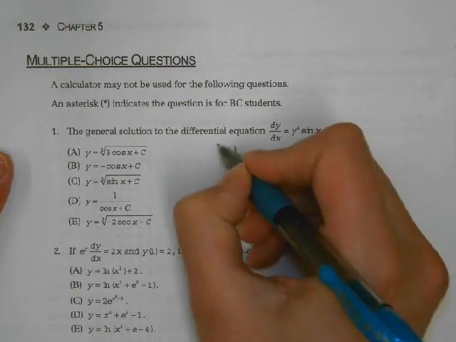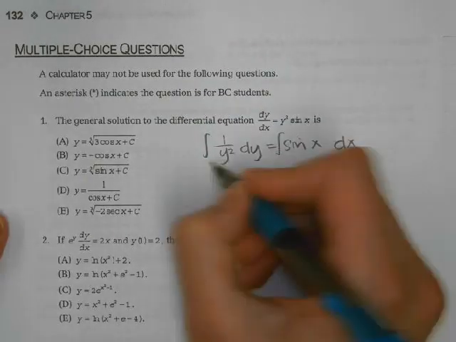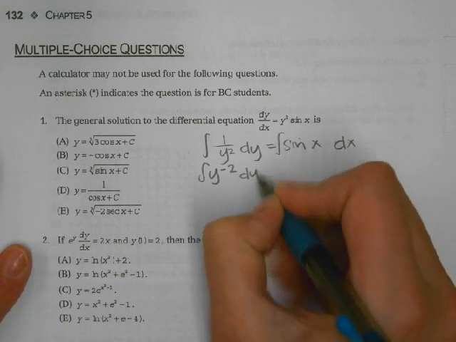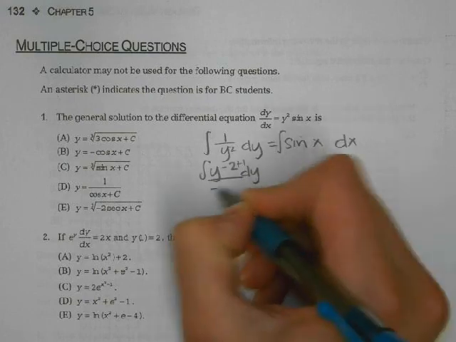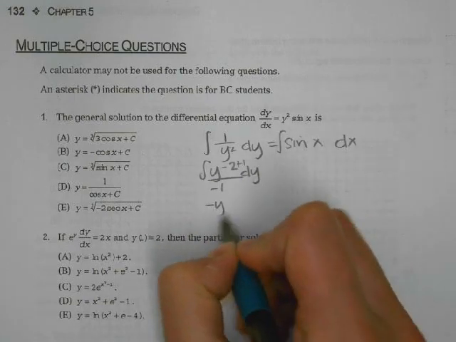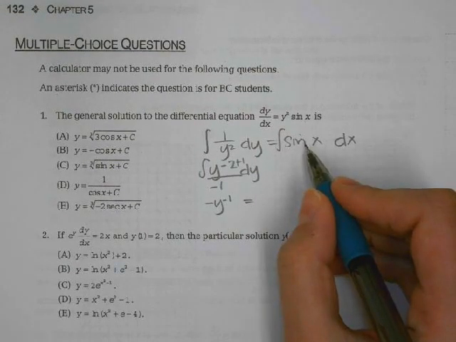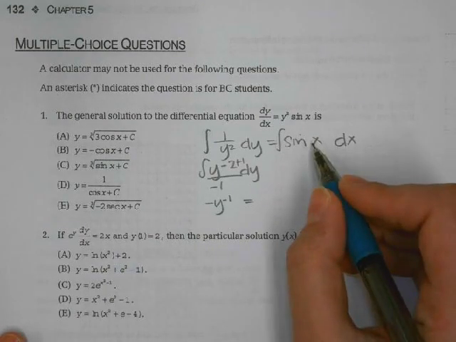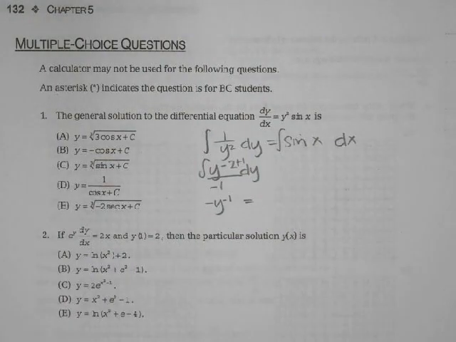And then you integrate each side. So 1 over y squared is really the integral of y to the negative 2. So if I add 1 and divide by negative 1, I get negative y to the negative 1. And then the integral of sine x is negative cos.